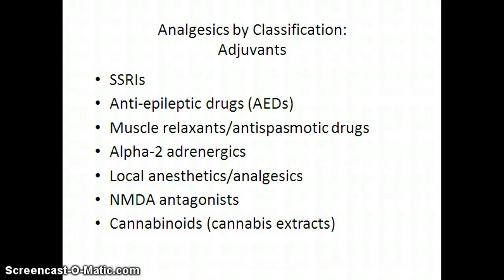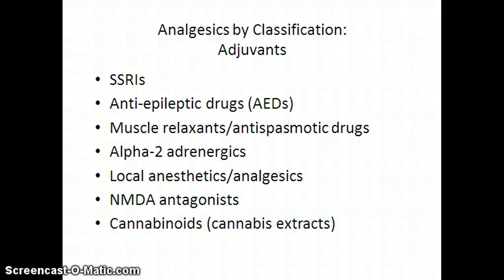Other adjunct therapies, I did briefly talk about the SSRIs, or the selective serotonin reuptake inhibitors. We will be seeing those along with muscle relaxants, antispasmodics. Those are going to be really good for your neuropathic pain, chronic pain, pain that is not going to be controlled well with the opioids.